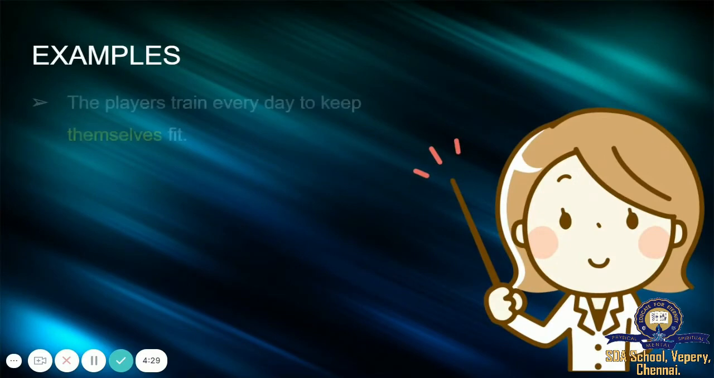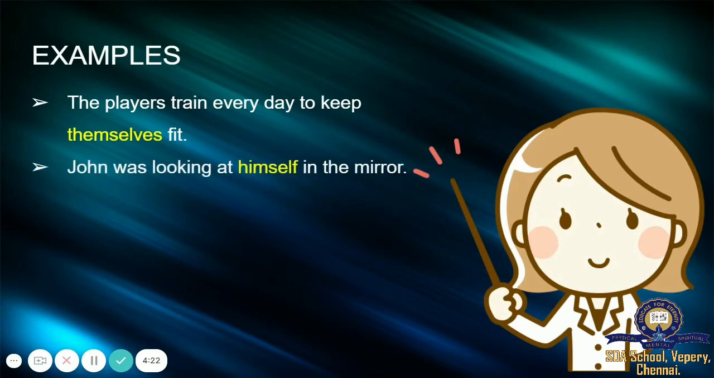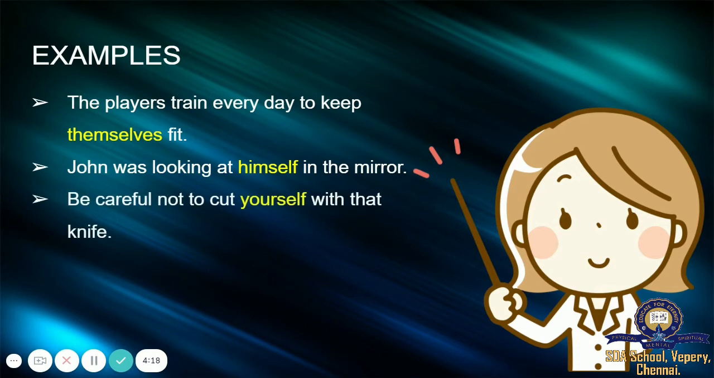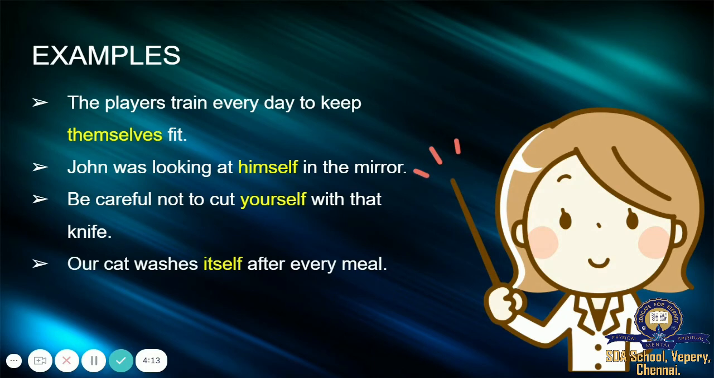For example, the players train every day to keep themselves fit. John was looking at himself in the mirror. Be careful not to cut yourself with that knife. Our cat washes itself after every meal. We bake the cake ourselves. So here, reflexive pronouns refer to the same person or persons as the subject of the verb.